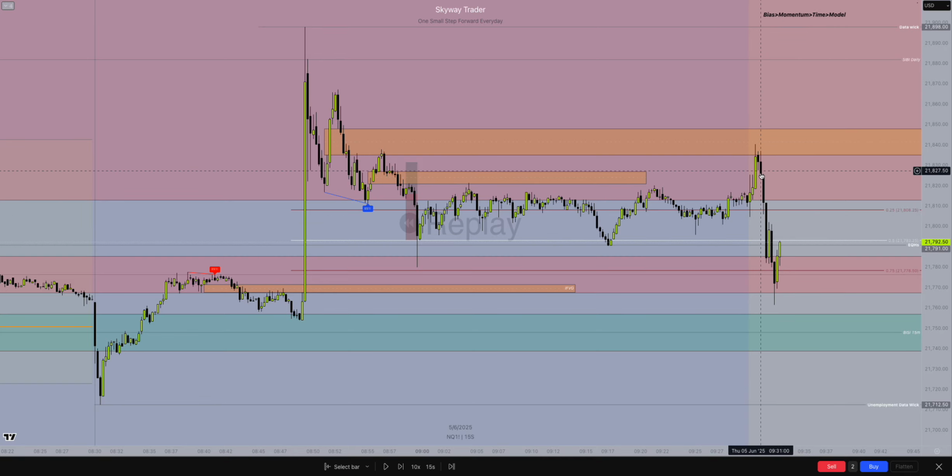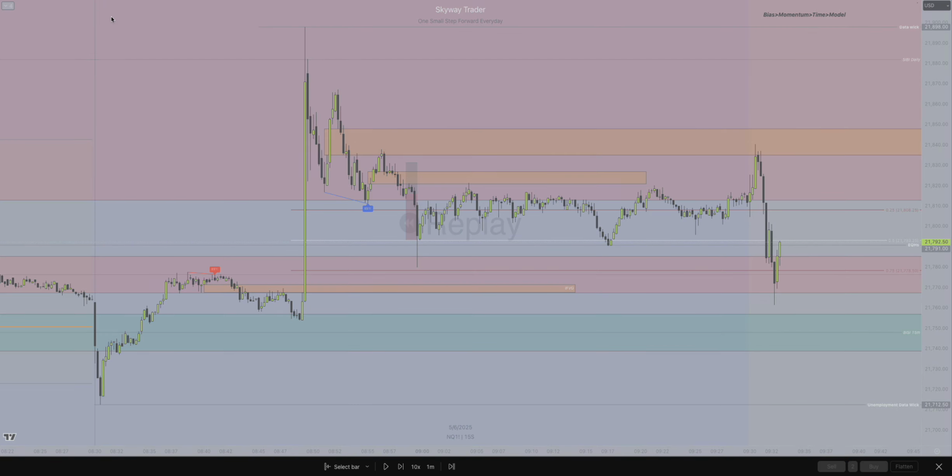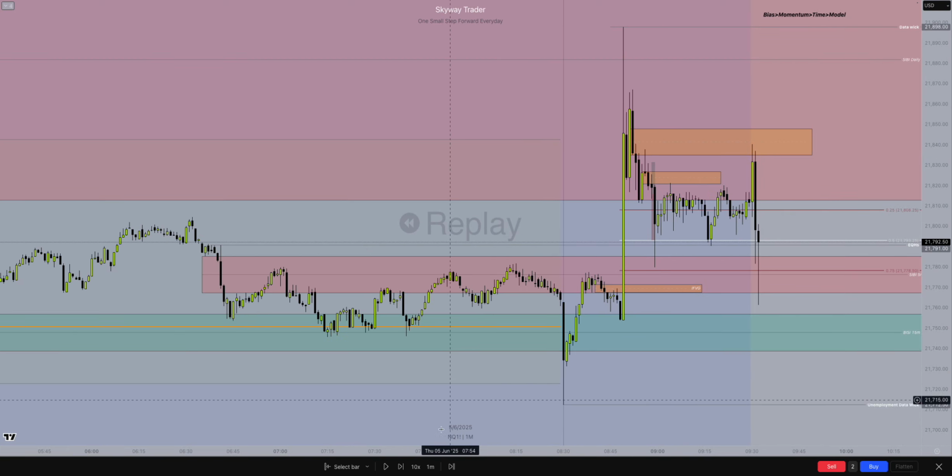So price does eventually head lower here, and I'm just going to let price play out. We see this here in hindsight. Can we get involved here? Yeah, sure. Let's see where we're at.